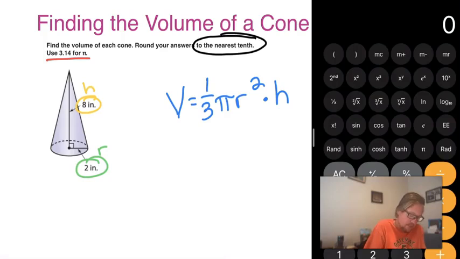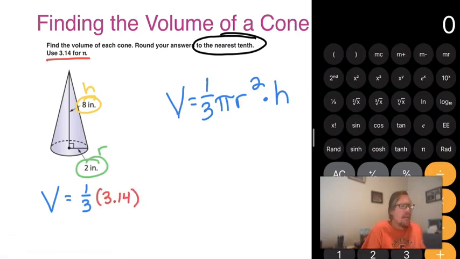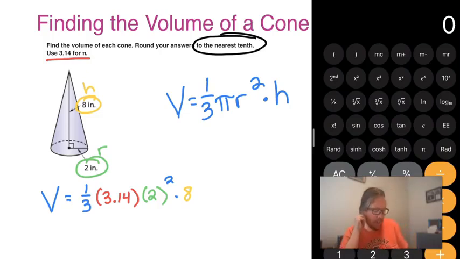So let's do volume equals 1/3, and then we'll do pi, which is 3.14, times the radius, which is 2, squared, times the height, which is 8. Great, and then we're just going to come over and do this on the calculator. So I'm gonna do the 3.14 times 2 squared times 8 and get an answer.